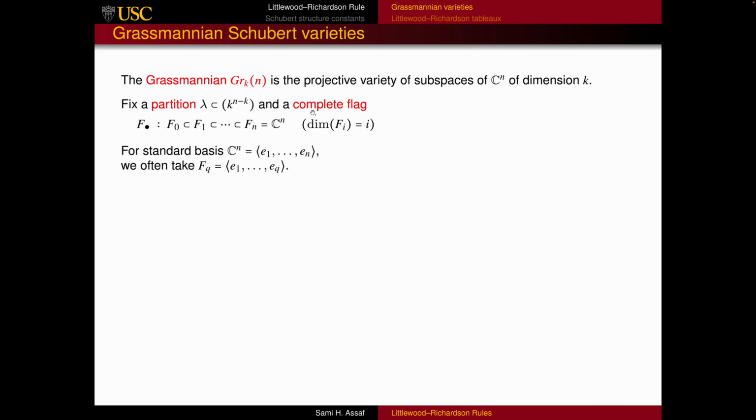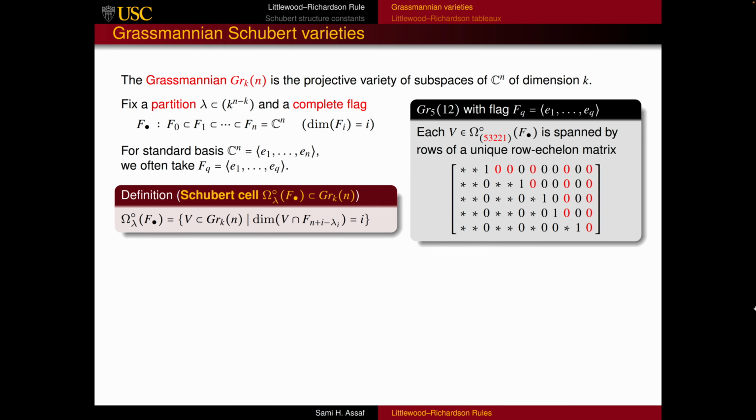And we're also going to fix what we call a complete flag. This is just a nested sequence of linear subspaces. It's complete because the dimension of Fi is i. If we start skipping steps, then we have a partial flag. But for now, we have a complete flag. Okay, and we're going to take a basis for Cn. How about E1 up to En? Then a flag that we could take is just take subsets of this from the front. F1 will be the span of E1, and F2 is the span of E1, E2, and so on. That will definitely give us a flag. And it's fine to keep just that example in mind for now.